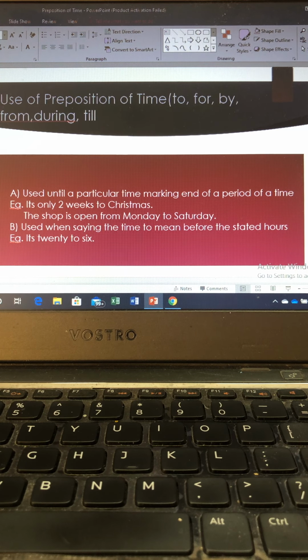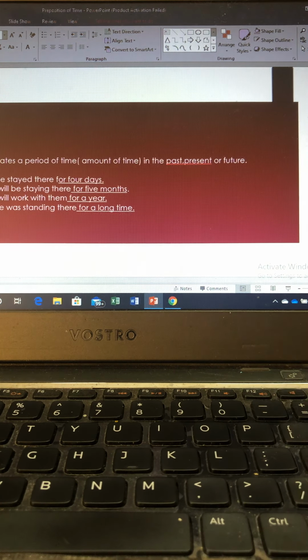It means saying the time before the stated hour. The stated hour is 6 o'clock, okay? And saying the time before the stated hour means that until the stated hour is complete, we are talking about it. Then we use the preposition to. It's 20 to 6 or it's 10 to 6. That means 10 more minutes and then it will be 6 o'clock. So that's how we use to. Let's move on to the next one. How do we use for?